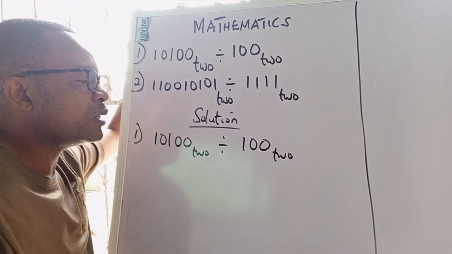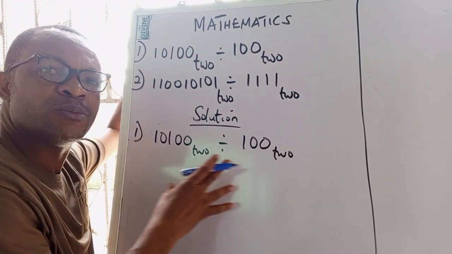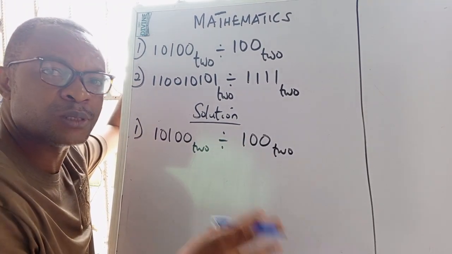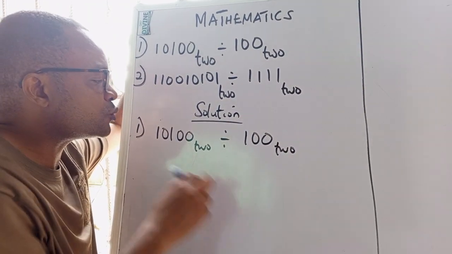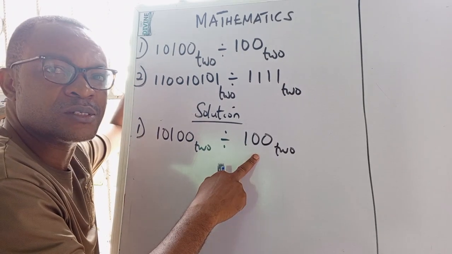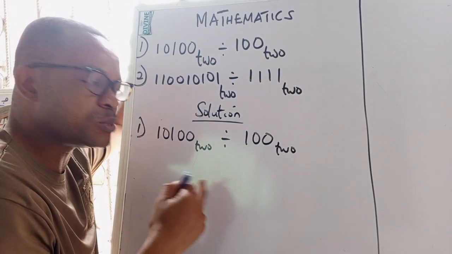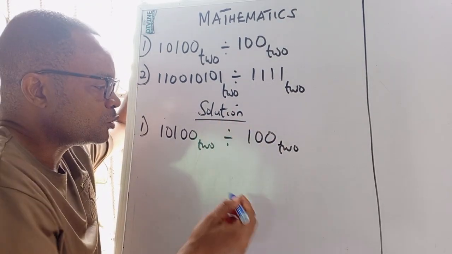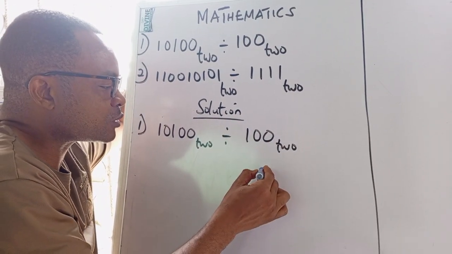Okay. Now, a lot of persons actually run away from the long division method. I think it's the fastest way of handling this problem. Some persons will choose to convert them to base 10 first of all, divide, then go back to base 2. But instead of going through those processes, why don't you just use the long division method? Let's see how it works.